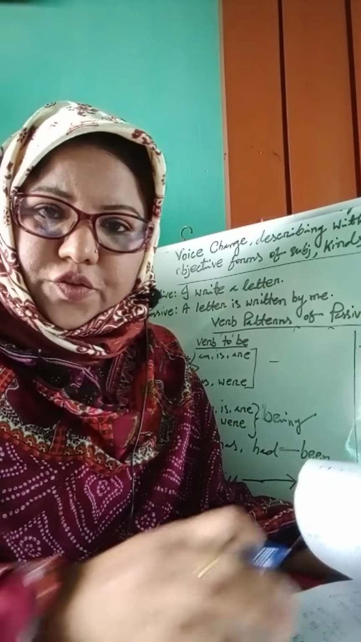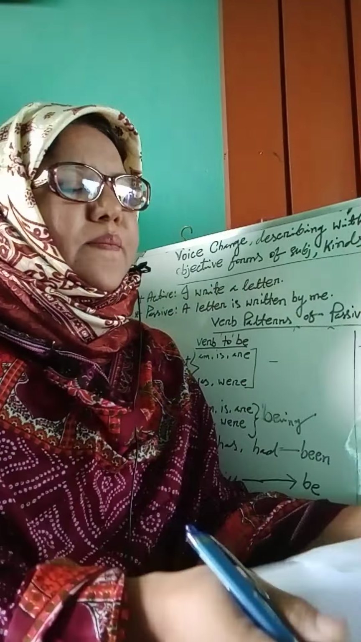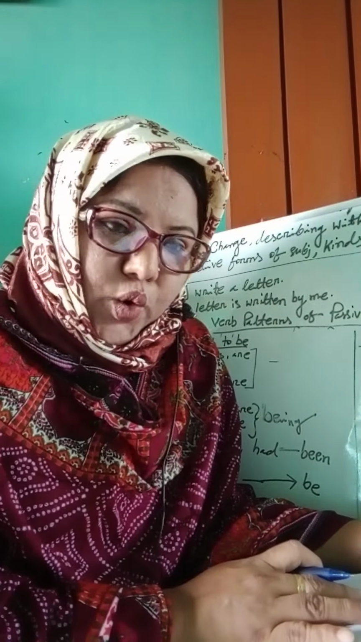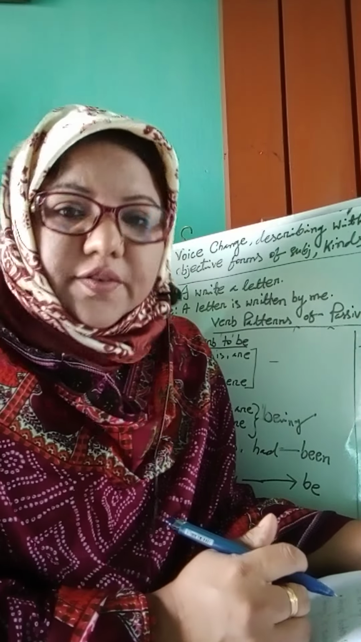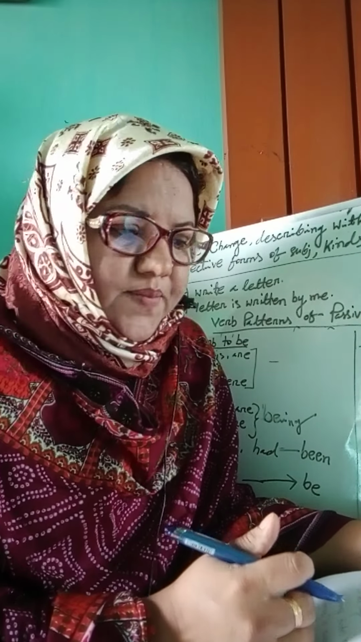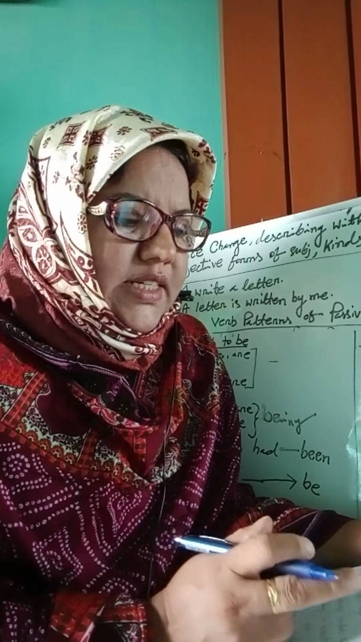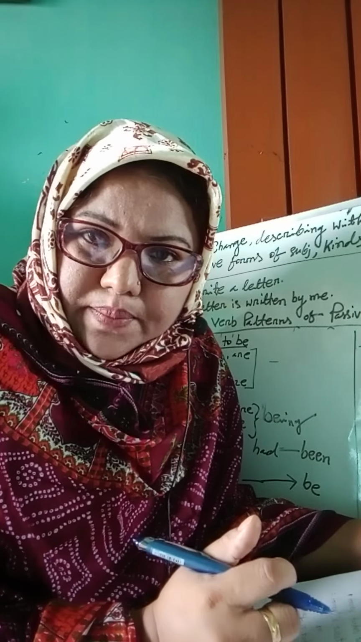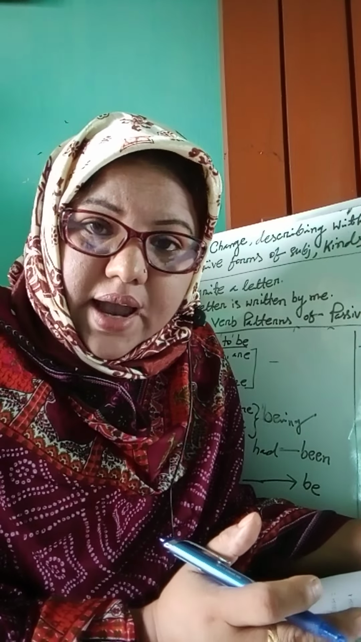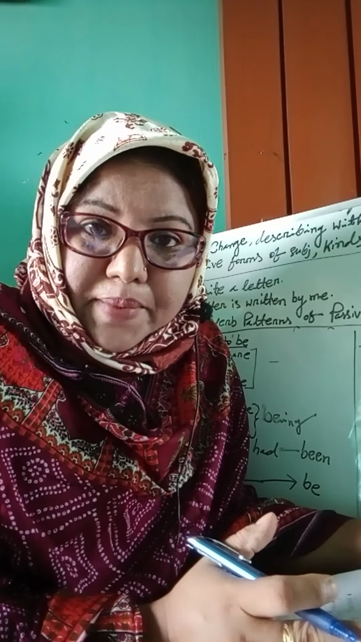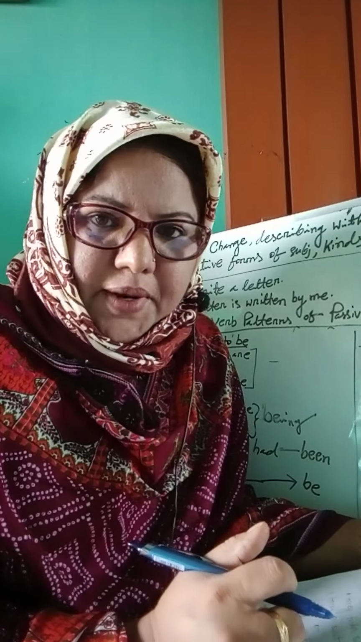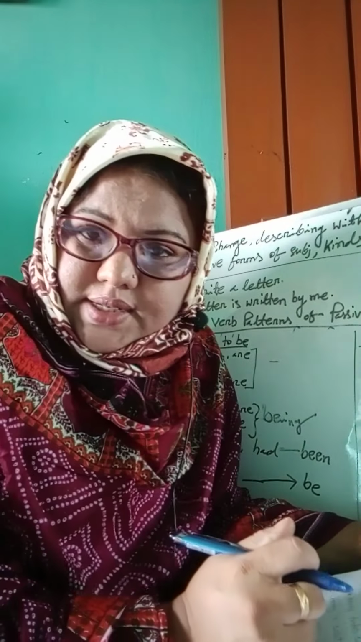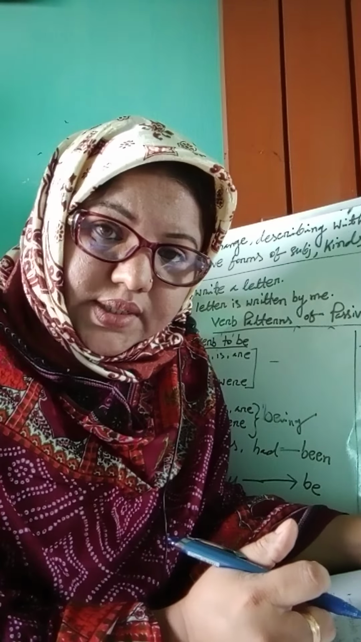And passive voice. Okay, in passive voice, the subject of a sentence is acted upon and the verb remains passive. It's so because the subject is passive. For example, the work is done by me. Active voice, I do the work, and passive voice, the work is done by me. I write a letter. A letter is written by me.